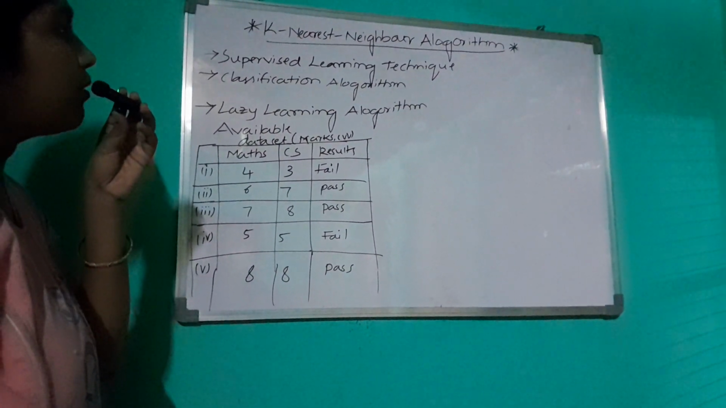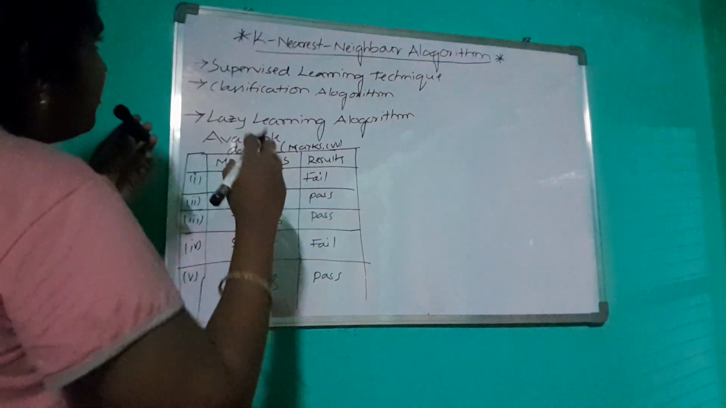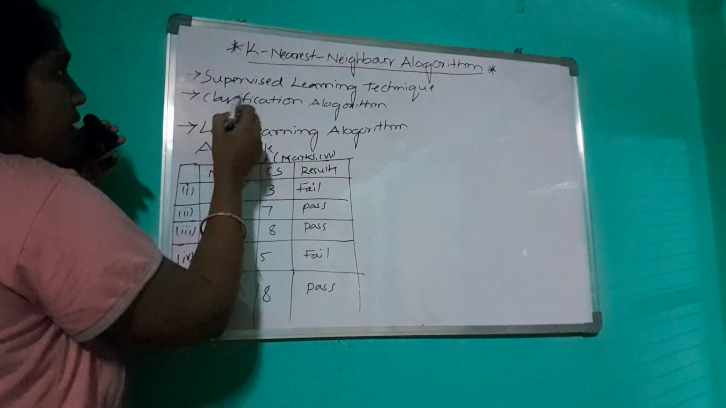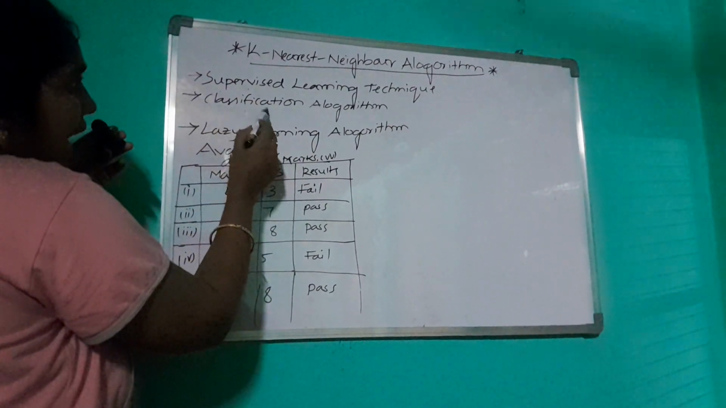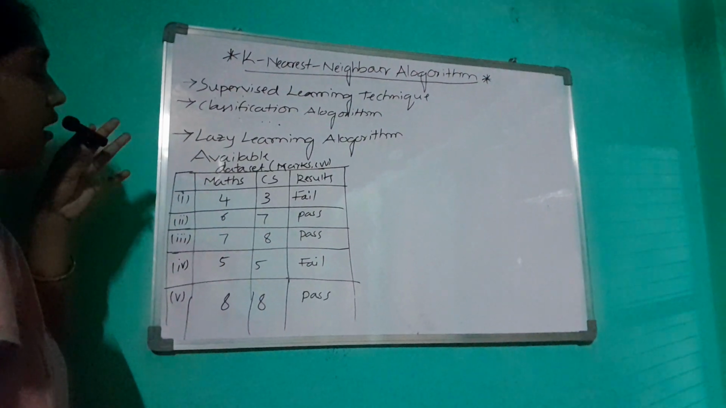Today we are going to discuss the K nearest neighbor algorithm. This is a supervised learning technique and this is a classification algorithm. Let's discuss what this algorithm does.